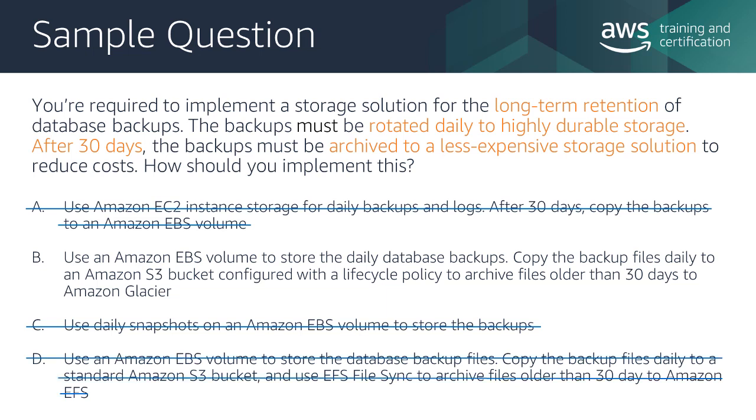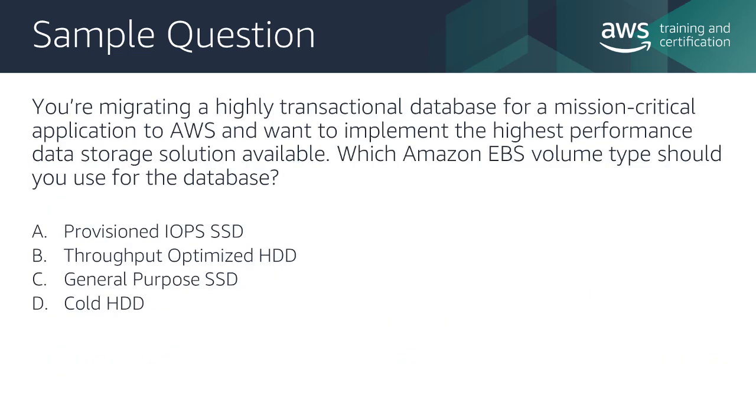It's got all the right pieces. EBS to store daily database backups, copy file to an S3 bucket, and then use your lifecycle policies to archive files older than 30 days into Glacier. Next question.